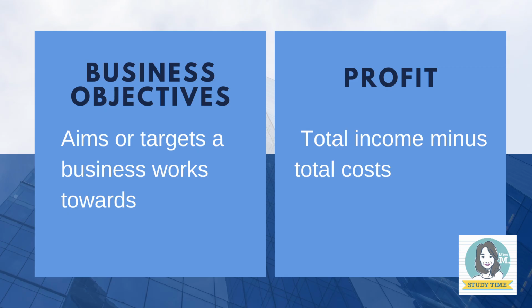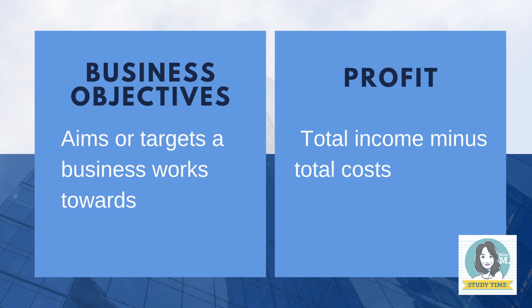Business objectives are the specific aims or targets that a business works towards, and these objectives guide the direction and decisions of the business and can include goals such as increasing market share, improving customer satisfaction, expanding the product lines, or achieving higher profits. On the other hand, profit is the total income or revenue of a business minus the total cost. So it represents the financial gain that the business achieves after all the expenses have been deducted from its revenue. And profit is a key indicator of a business's success and sustainability.